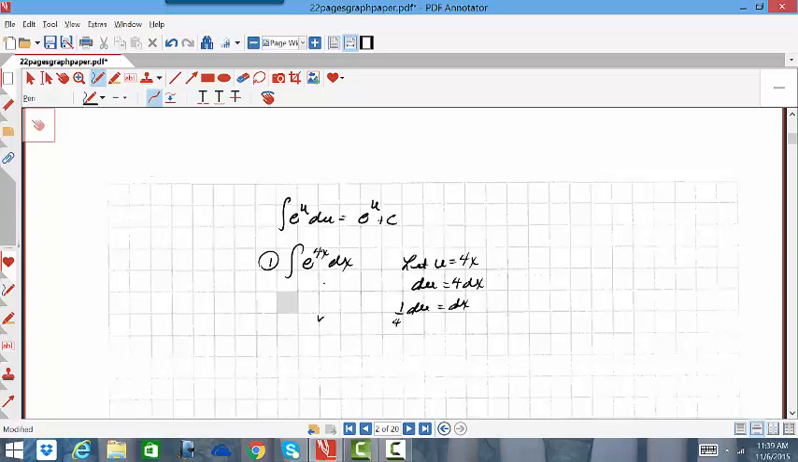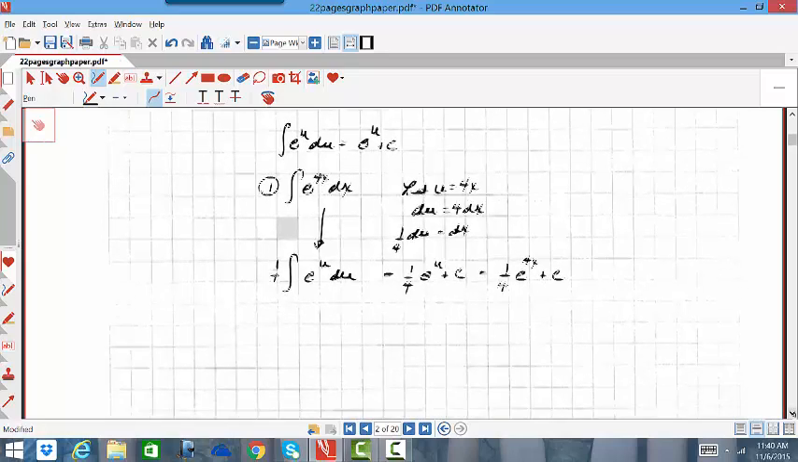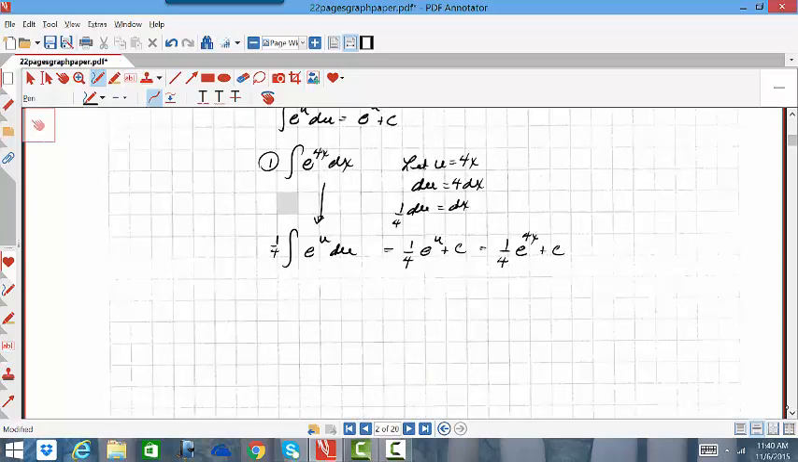So by substitution, this becomes the integral of e to the u, where u is 4x, and dx is 1/4 du, so I'm going to put the 1/4 out front, du. So this simply becomes 1/4 e to the u plus c. But remember to replace your u with 4x. And there's the result of the integration. Alright, let's try another one.